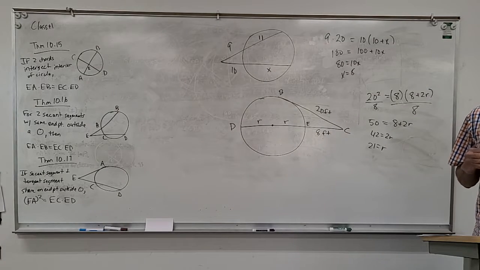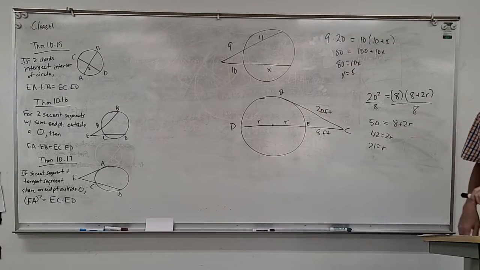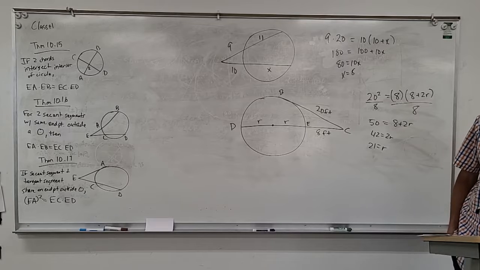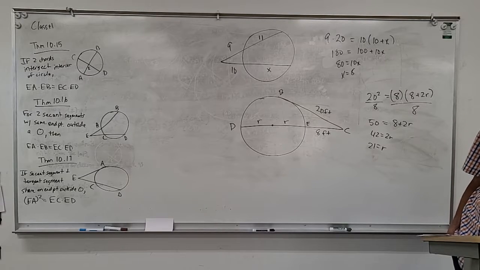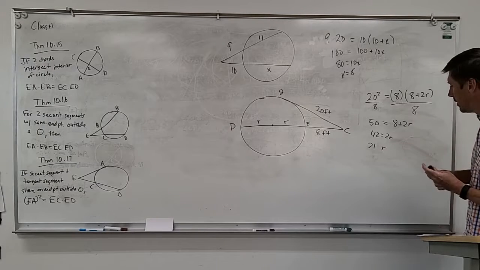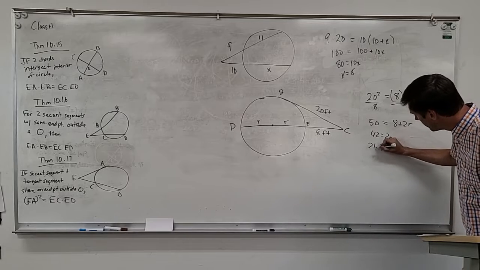Why did they say it's roughly 21? Because it said it's roughly 20 feet. Oh, they didn't tell us. Okay, the point of tangency is about 20 feet. I got you. Okay.